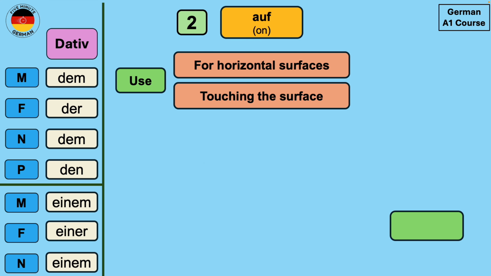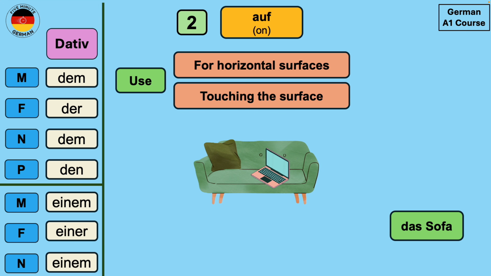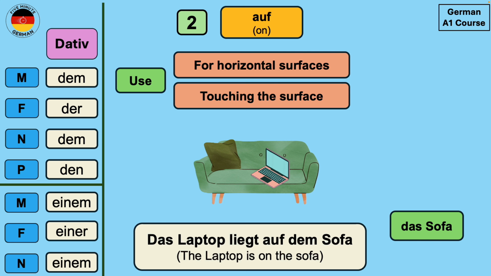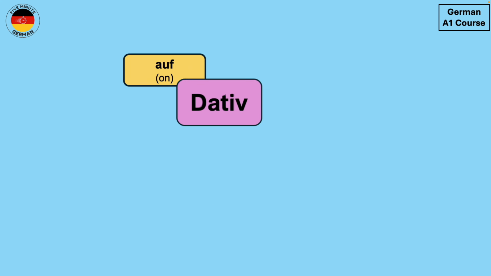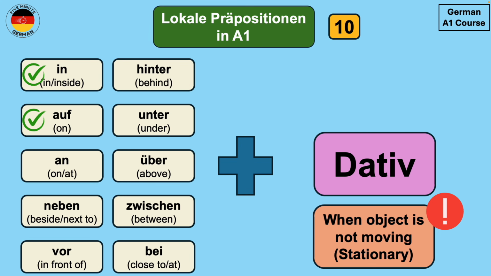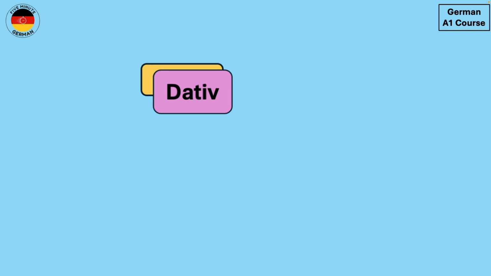Let's take another example. So we have this sofa with a laptop on it. So we can say, das Laptop liegt auf dem Sofa. The laptop is on the sofa. And because sofa is das Sofa, that's why we will use the dative form which is dem Sofa. So this is how you use auf. Now let's take a look at the next preposition which is an, which means on or at.